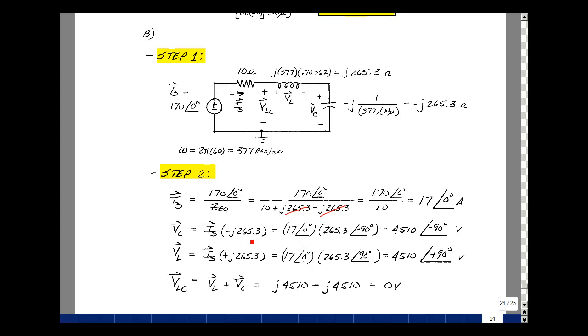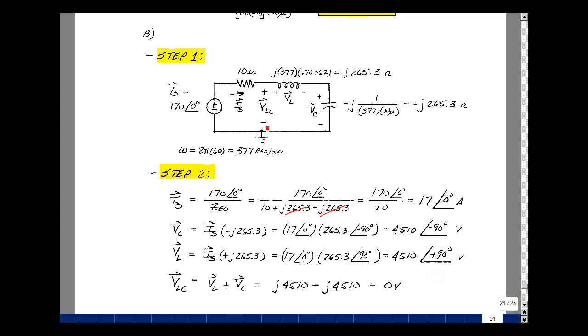Let's put this into polar form. The minus j is on the border of the third and fourth quadrant, so it's a minus 90 degrees, and the magnitude is 265.3. The product of these two magnitudes is 4,510, and the angle is minus 90 degrees. The voltage across the inductance is going to be 17 at angle 0 times the impedance of plus j265.3. This is on the border of the first and second quadrant, so it's a 90 degree angle. Magnitude is 265.3. Multiplying these two, I get 4,510 at angle plus 90.